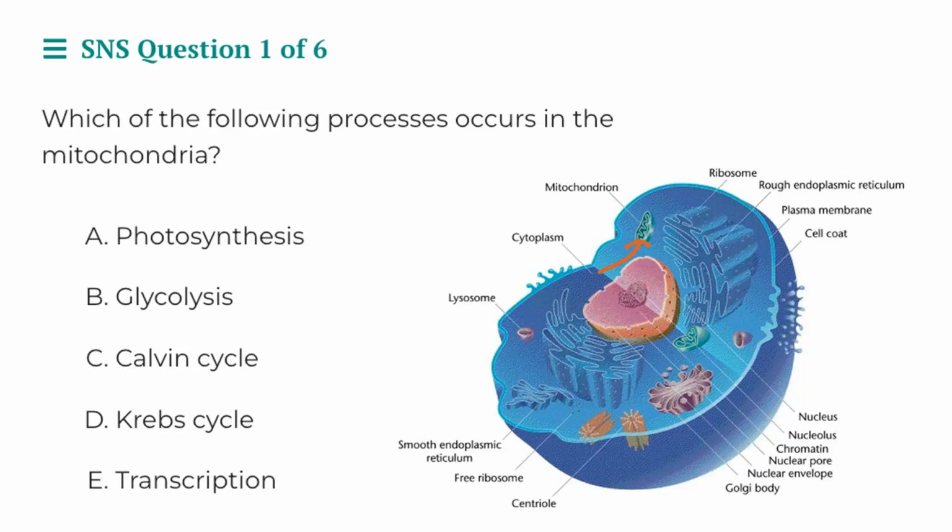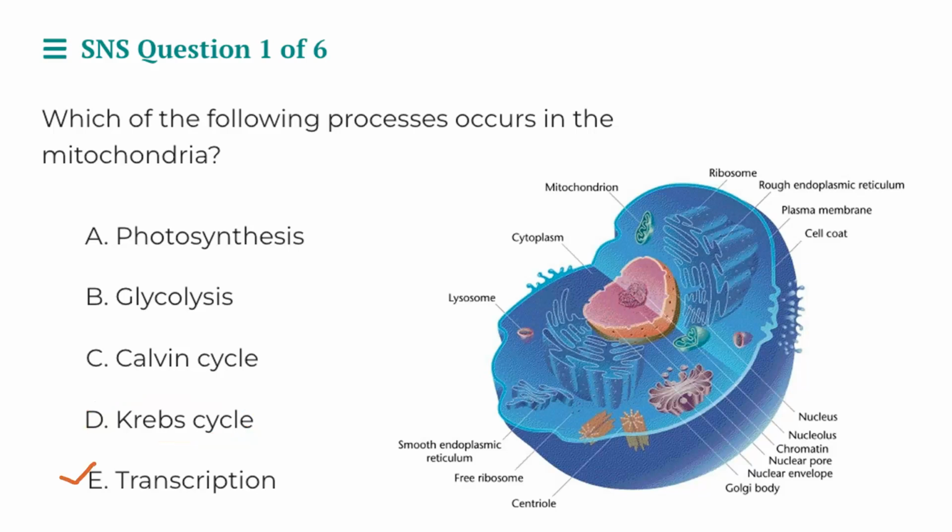Again, it is the second step in cellular respiration, and it converts pyruvate, so this is the molecule that is produced by glycolysis in the cytoplasm, into energy carriers that are used to generate ATP. So again, the Krebs cycle does take place within the mitochondria, and therefore D is our correct answer.